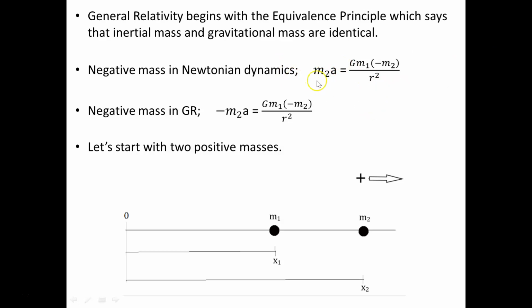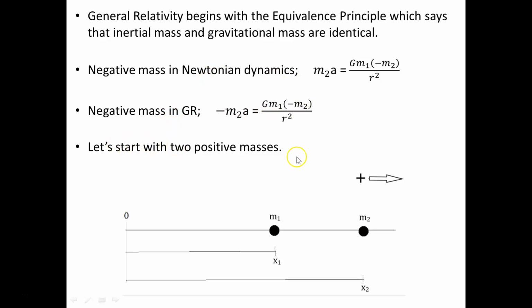So, negative mass in Newtonian dynamics: you have a mass m2 of negative value, and the net force acting on it would be m2 times A equals G m1 times minus m2. Remember, m2 is negative, and we're talking about gravitational mass. Because gravitational mass involves attraction, we have to take care of the sign. And so the net force would be this. But in general relativity, the same equation must be minus m2 times A is this object here. I want to stress that, and we'll see what consequences it has as we go along.